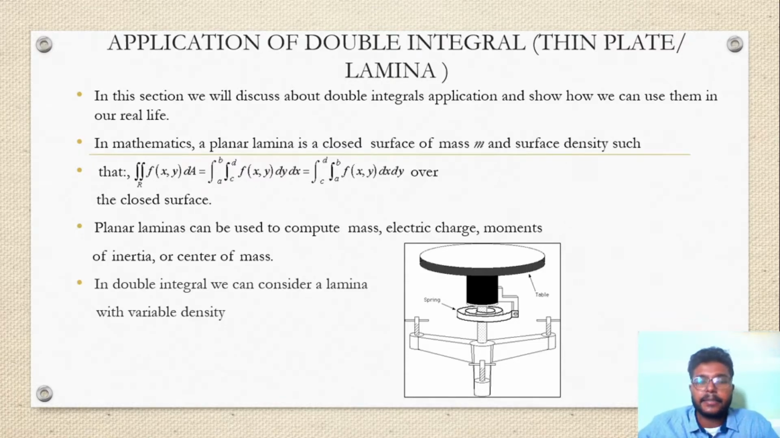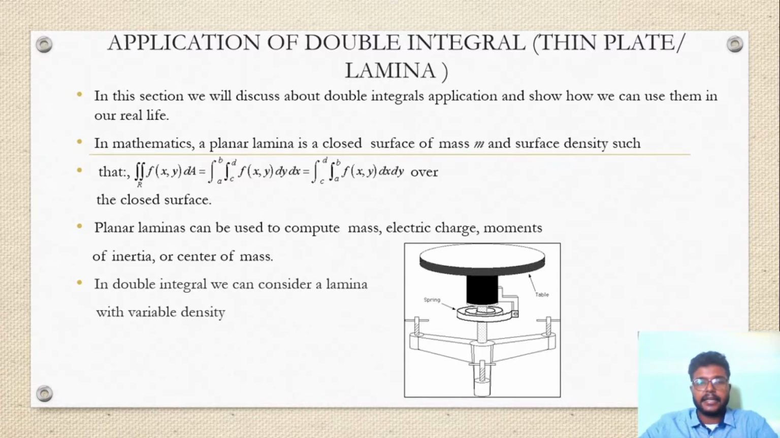In mathematics, a planar lamina is a closed surface of a mass and a surface density, and this is the given equation. Planar laminas can be used to compute many things such as mass, electric charge, moments of inertia, or center of mass. In double integral we can consider a lamina with a variable density. This is basically what it defines.